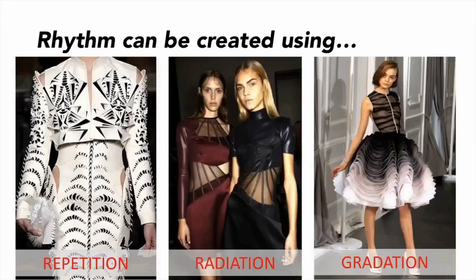Rhythm can be created when some elements are repeated, like lines or shapes. The repetition of a shape, or radiating lines, or a gradation of color can create a pattern and movement and flow, almost like the beat of music. The eye travels along the repeated element, and we can see and feel the rhythm.